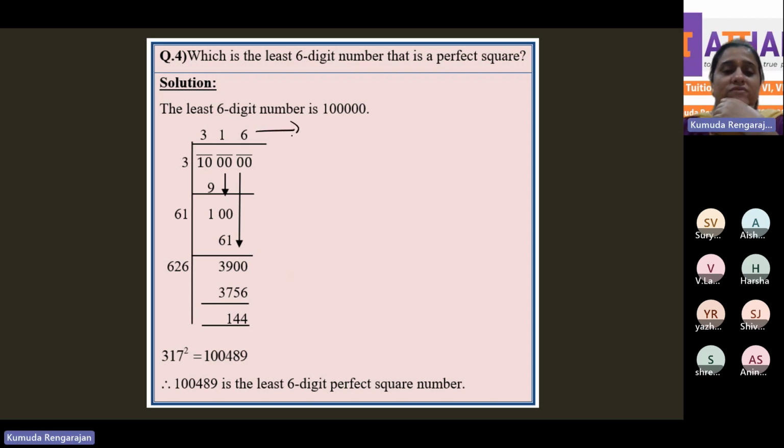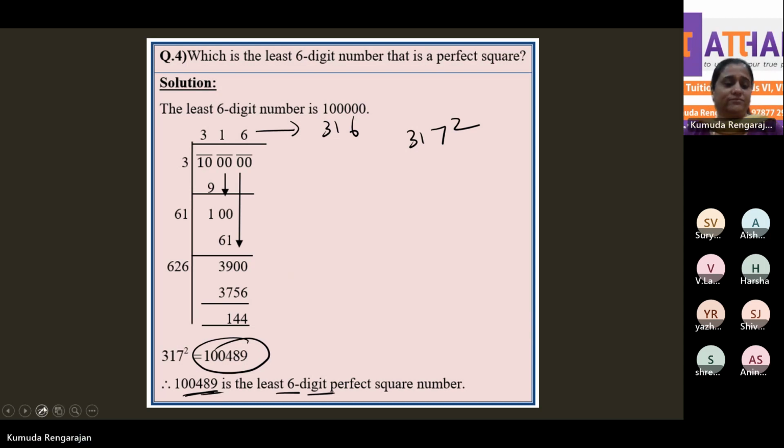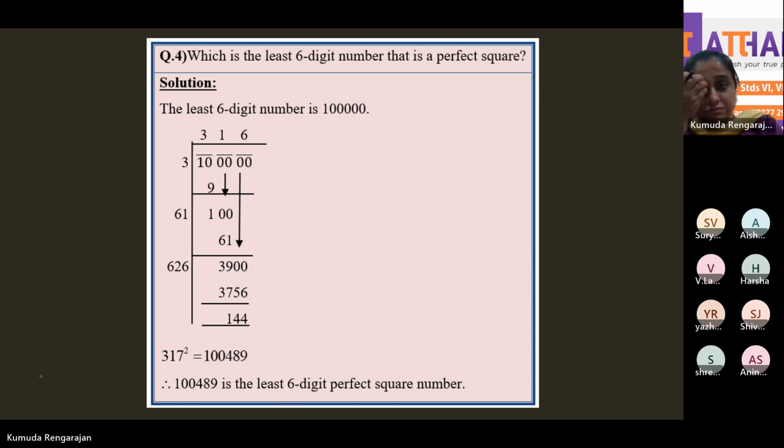Now look at the quotient. We have 316. The successor of 316 is 317. And 317 squared is 1,489,000. And this is the smallest 6-digit number that is a perfect square. All right.